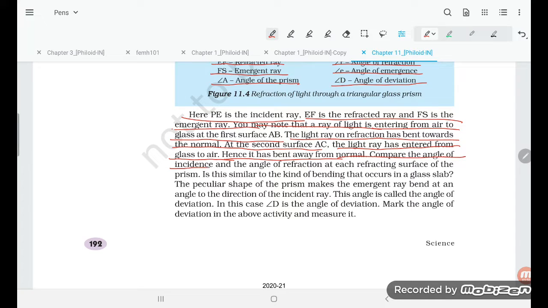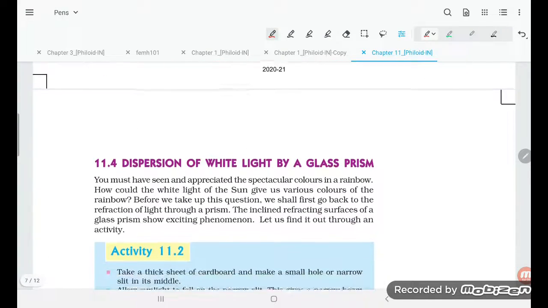Compare the angle of incidence and the angle of refraction at each refracting surface of the prism. This is similar to the kind of bending that occurs in the glass slab. The peculiar shape of the prism makes the emergent ray bend at an angle to the direction of the incident ray. This angle is called the angle of deviation. In this case, the angle D is the angle of deviation. Mark the angle of deviation in the above activity and measure it.